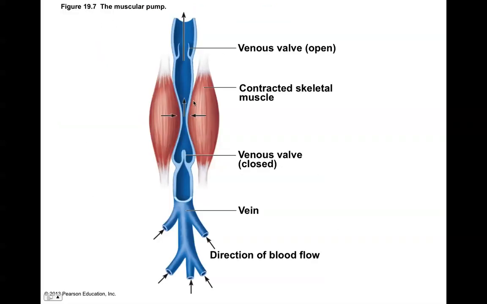And here's an illustration that represents what's going on with the veins. This is kind of an artificial setup here, but you can see that these would be contracted skeletal muscle. As these contract, they're pushing that blood back to the heart, and the valve here is closed, so therefore the blood can't go backwards.